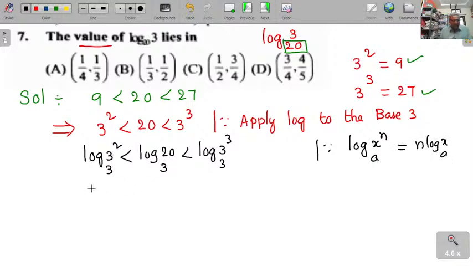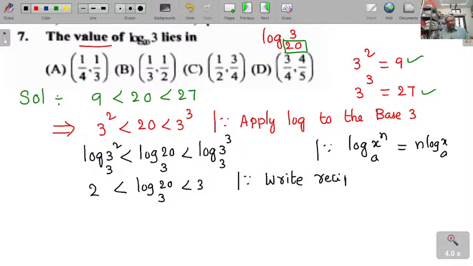So this can be written as 2 times log 3 base 3, which is 1, that is log 20 to the base 3 is less than 3. That means log 20 to the base 3 lies between 2 and 3. But we are asked log 3 to the base 20. That means write reciprocals. That's called writing reciprocals.